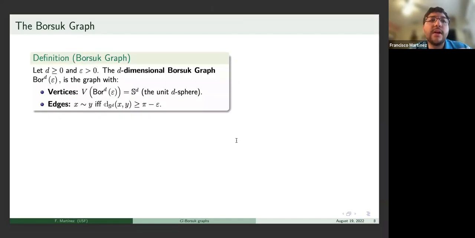So we look at this model of Borsuk graphs. The original Borsuk graph is like this: given a dimension d and some positive parameter epsilon, the d-dimensional Borsuk graph has as vertices the whole unit sphere, S^d, and we join edges if the distance between x and y is at least pi minus epsilon. This is the geodesic distance over the sphere, and saying that two points are at a distance at least pi minus epsilon means that they are almost antipodal to each other.